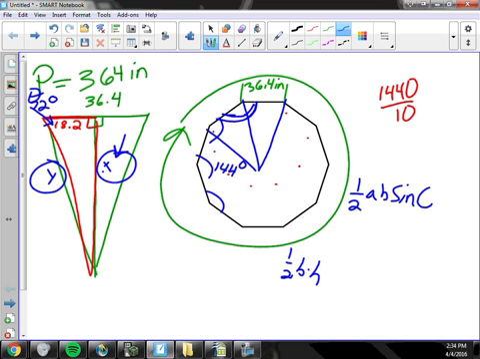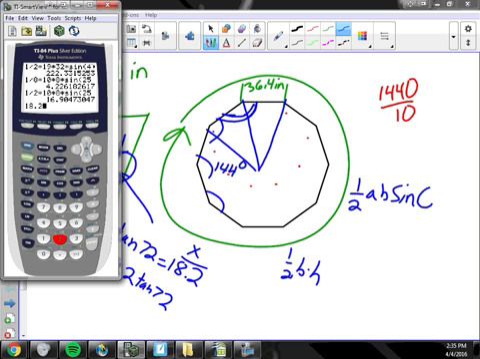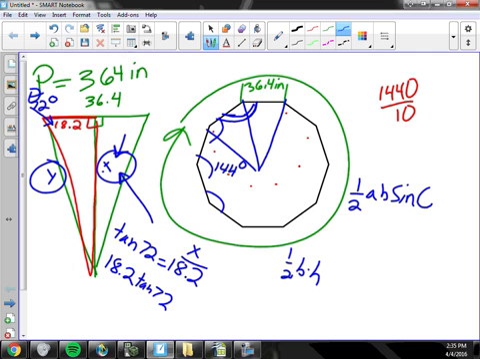So to find this, the tangent of 72 equals x over 18.2. So 18.2 tangent of 72 will tell us the height. What is that? Somebody calculate it out. Want me to do it? You don't seem sure about yourself. 56.01. The area here is 56.01.